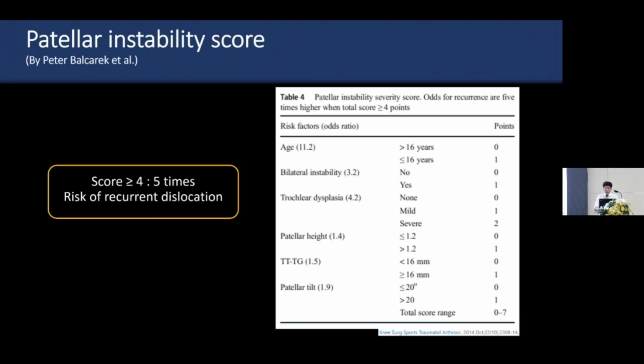And we have the patellar instability score. The factors in this score are age, bilateral instability, trochlear dysplasia, patellar height, TTTG distance, and patellar tilt. If the score is more than or equal to 4, the risk of recurrent dislocation is 5 times higher, and surgical treatment may be considered.